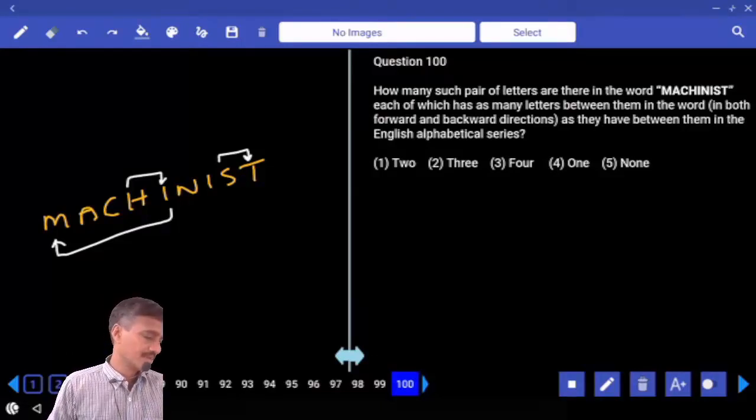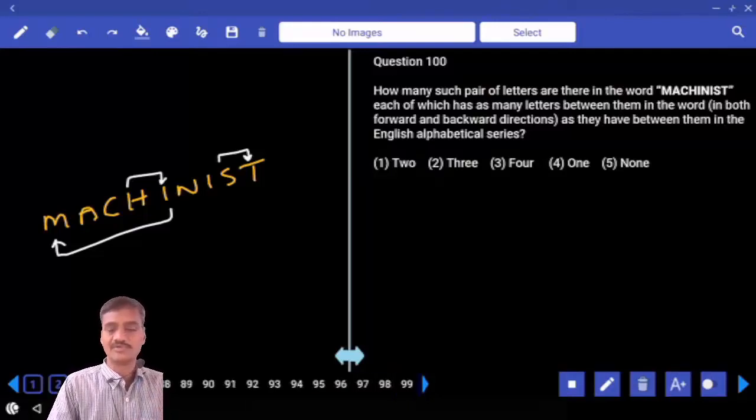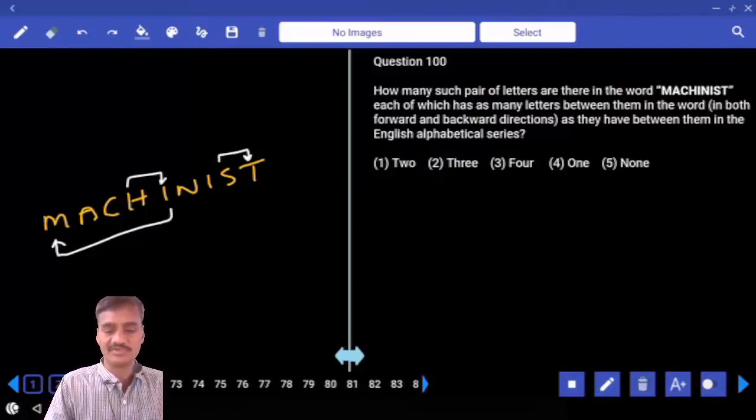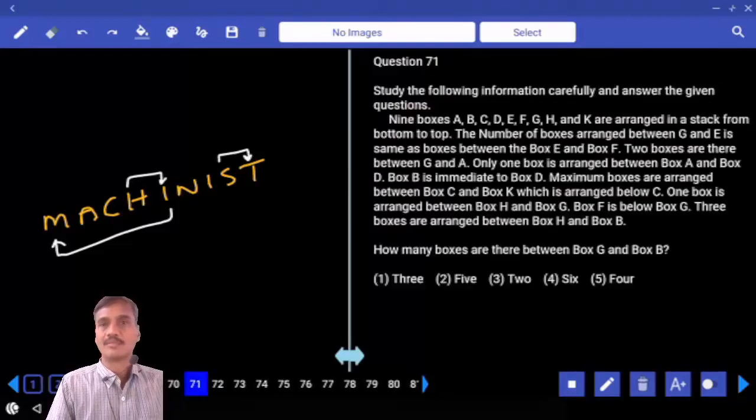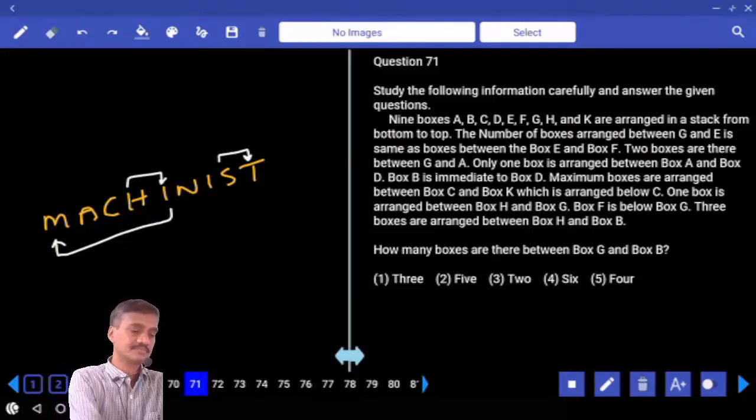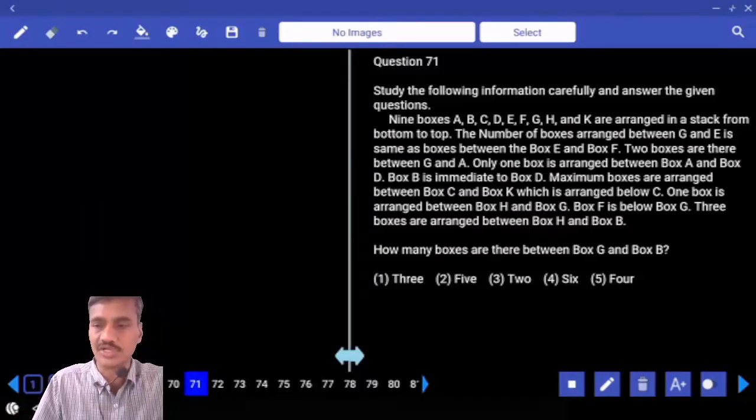Clear? And next one, now this box is 71 to 75. Now 71 to 75, how many of you had done this one? 71 to 75? Now in this, how many boxes are there? There are 9 boxes altogether.